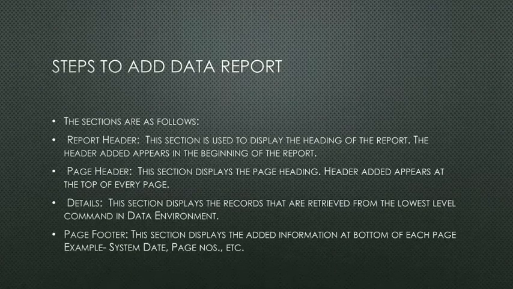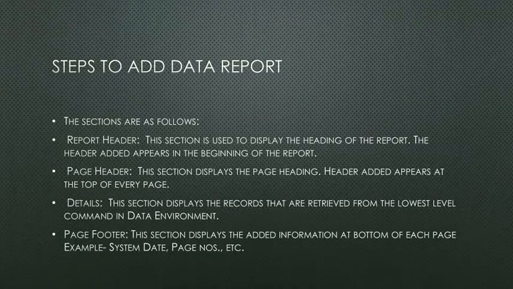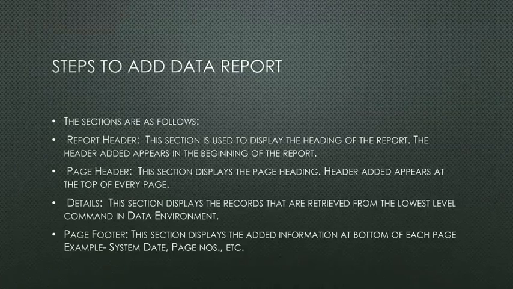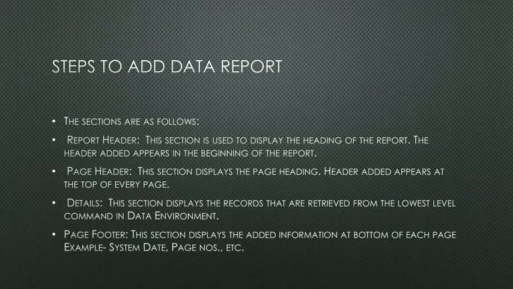Sections are as follows. First one is report header. This section is used to display the heading of the report. The header appears at the beginning of the report. Second is page header. This section displays the page heading. The header appears at the top of every page. Third is details. This section displays the record data retrieved from the lower level command in the data environment.